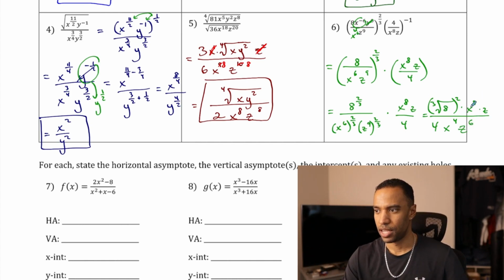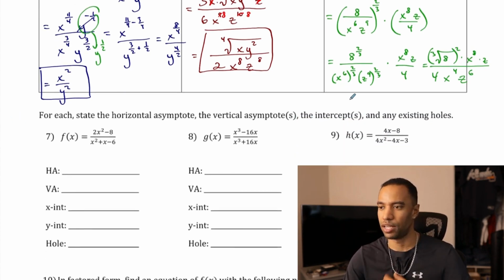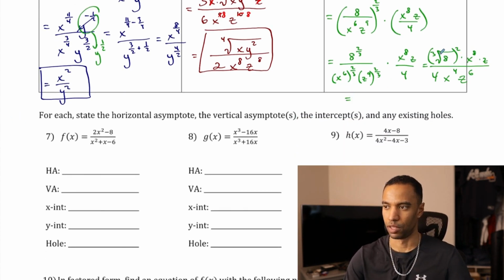So all that's left here is some reduction. We still got to simplify the cube root of 8 squared. Again, running out of room, my bad. All right, the cube root of 8 is 2, and 2 squared is 4. So you're left with 4 on top, 4 on bottom.